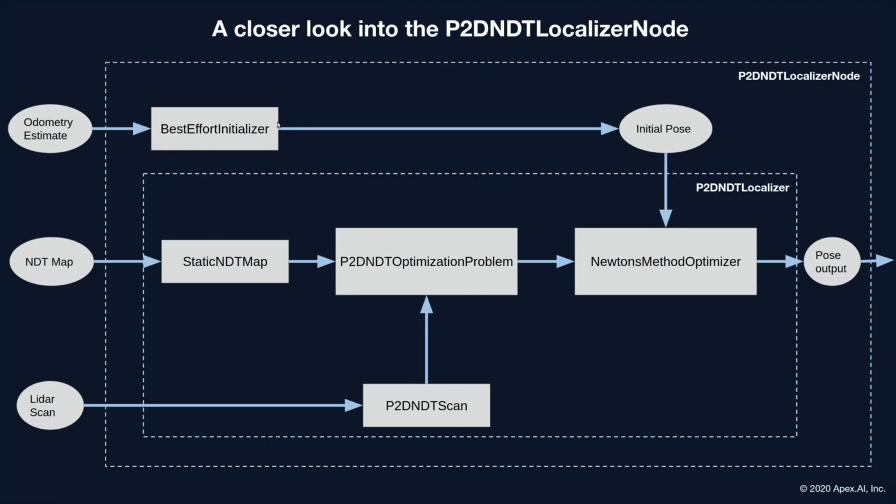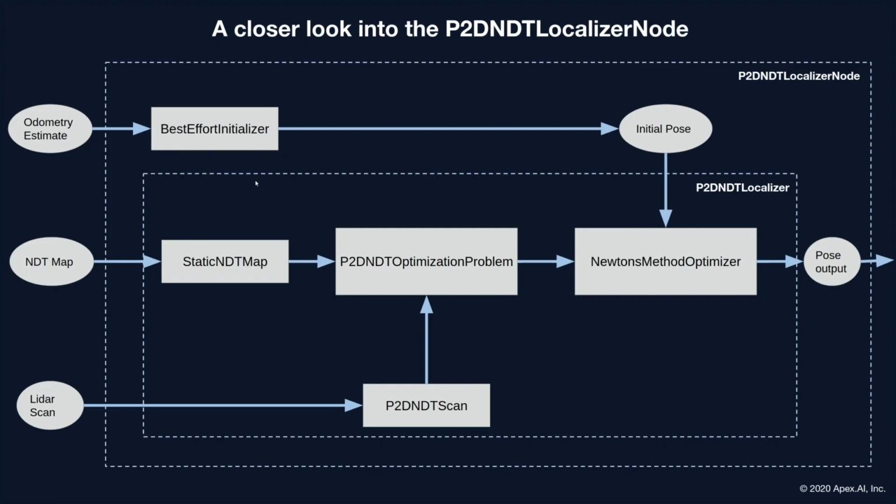The pose initializer receives odometry estimates, and after storing and sorting them, when requested, the pose initializer will give an initial pose estimate. The specific class we see here is best effort initializer, and the reason is that this specific pose initializer will not try to extrapolate any information it doesn't have.